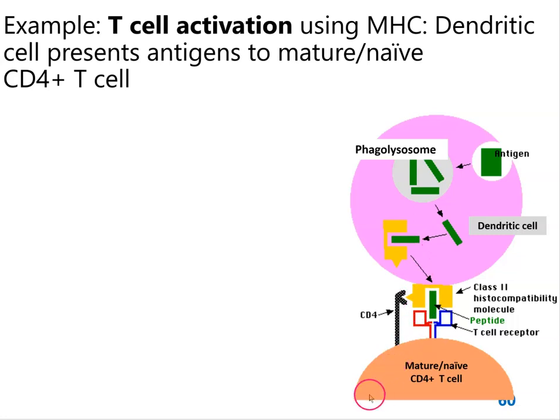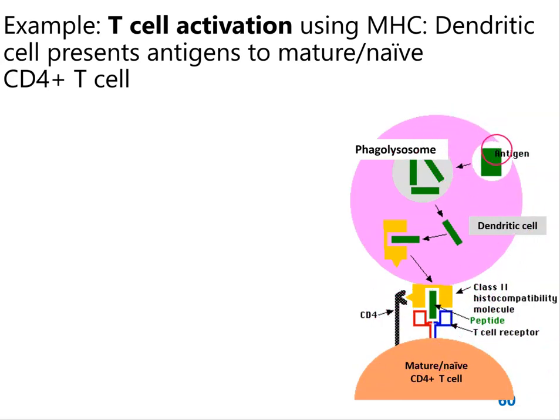And so CD4 positive cells are the only ones that can see proteins that came from phagolysosomes because they're the only ones that can see MHC class 2. Okay? So there's a lot you can get out of this, and I definitely suggest drawing these diagrams and including everything that's named here.